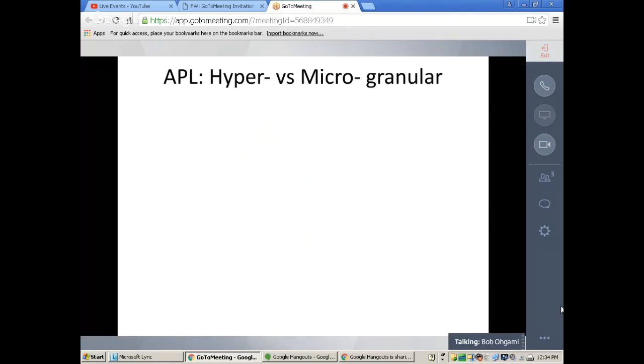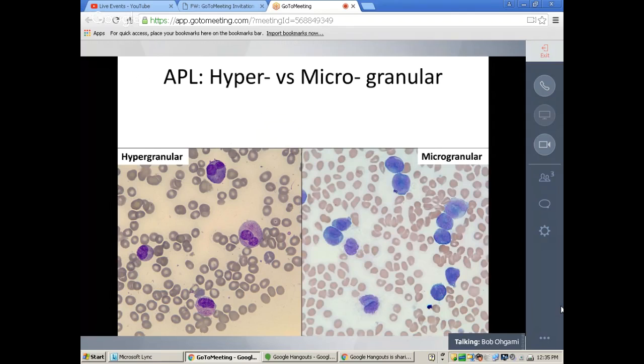It's important to be aware that in APL, or acute promyelocytic leukemia, there are two morphologic variants: a hypergranular variant and a micro or hypogranular variant, as shown here. In the hypergranular variant, you see lots of granules in the cytoplasm, whereas in the microgranular variant, it's hard to see the granules as much. But in both variants, there are these butterfly-like shapes.